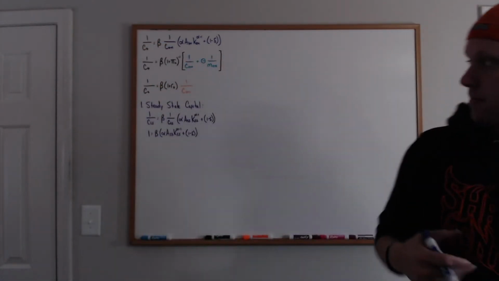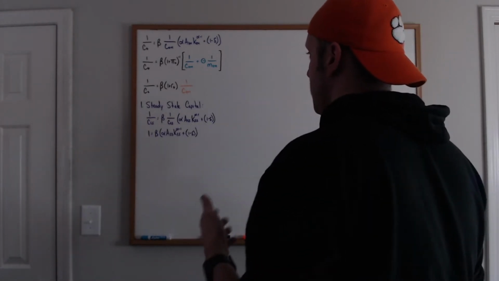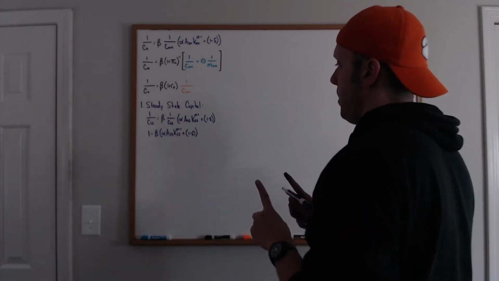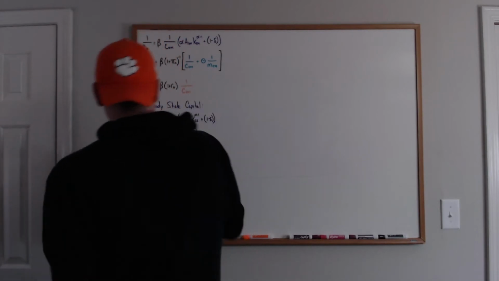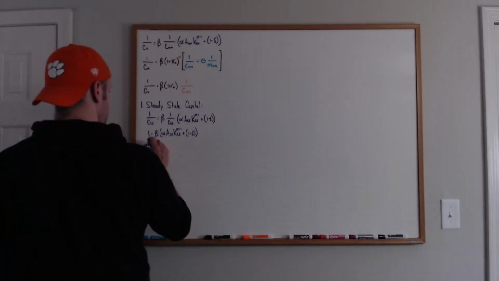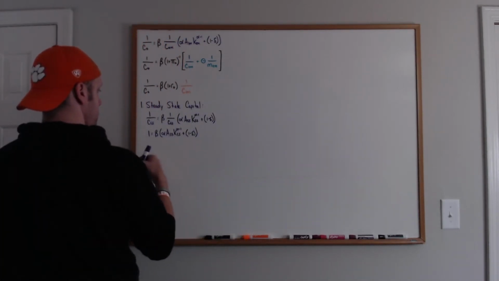Okay, well I want KSS, remember? So I want KSS isolated. So I'm going to divide both sides by beta.